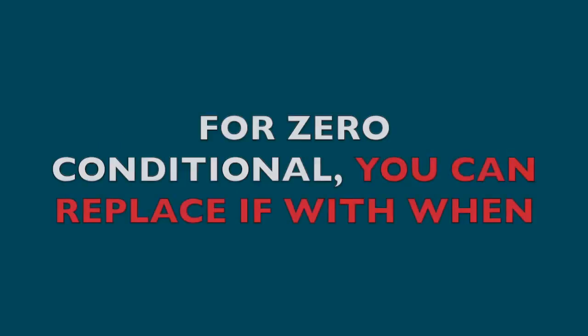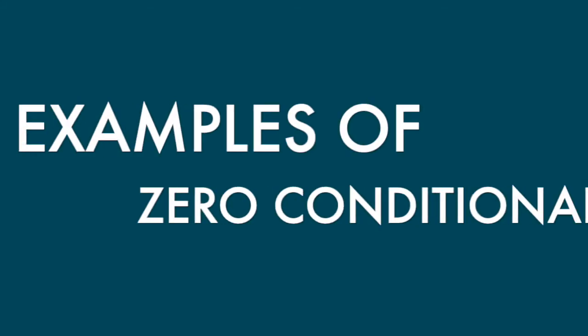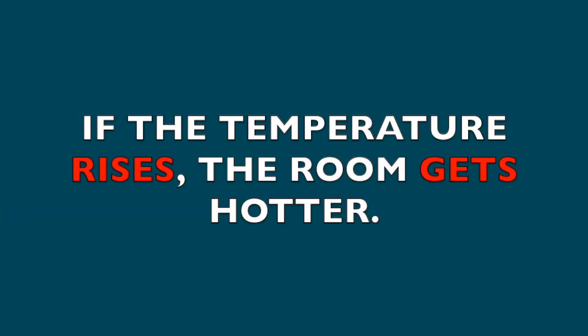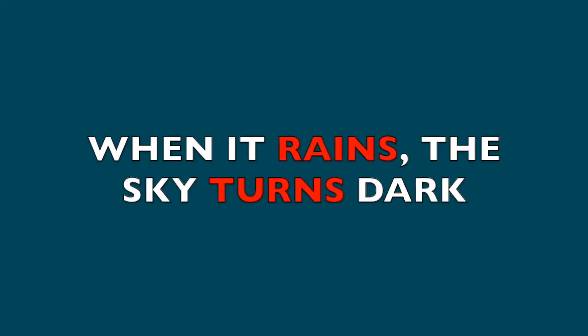Additionally, for zero conditionals, you can replace if with when. Therefore, the structure is like this. When plus simple present followed with another simple present. If the temperature rises, the room gets hotter. If you subtract 1 from a dozen, you get 11. When it rains, the sky turns dark.